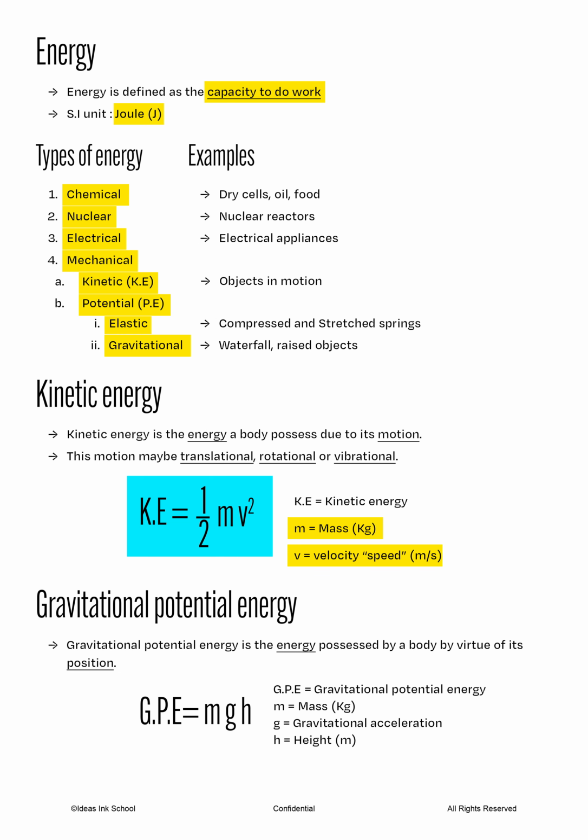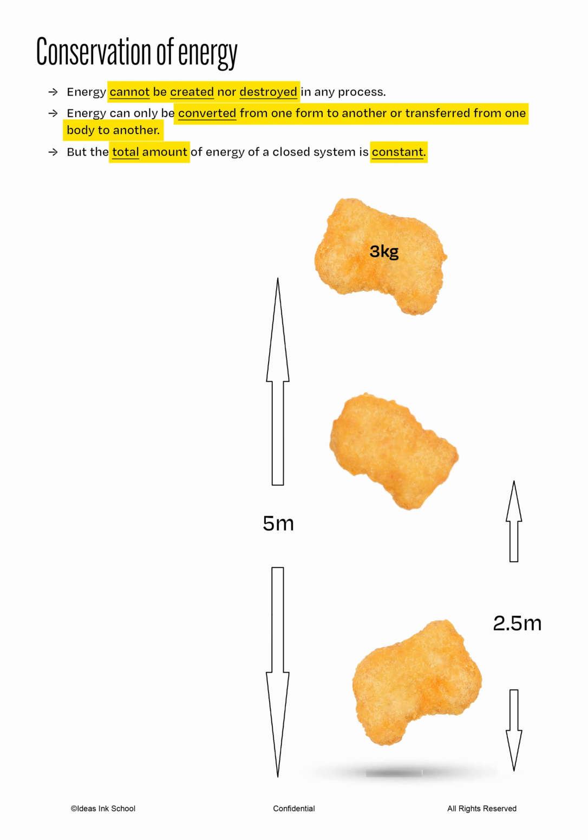The next formula we will look at is gravitational potential energy. It has a formula of m times g times h, where m stands for mass, g stands for gravitational acceleration at 10 meters per second squared, and h stands for height in meters. Please pause the audio to refer to the example in the notes.